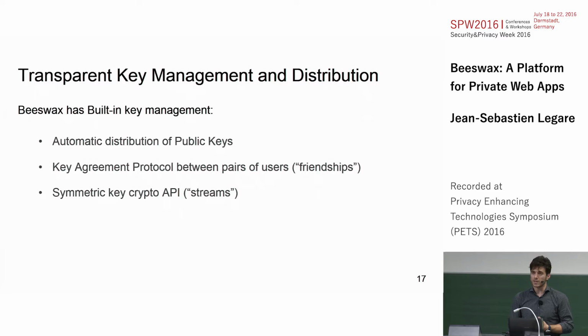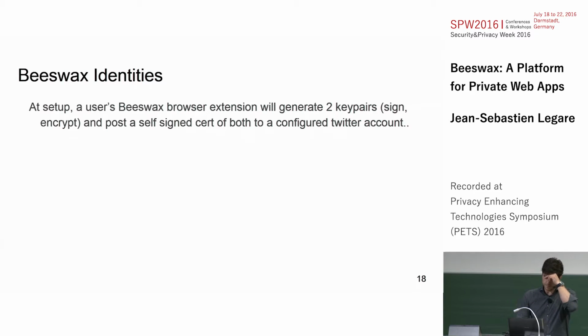The first one is called a friendship channel, which is a signaling channel to pass Beeswax messages between the user's extensions. And the second one is streams that passes data messages. We use elliptic curve cryptography for the friendship channels and symmetric key crypto for the streams. To distribute identities, we rely on a publish-subscribe system, and we use Twitter in our implementation.